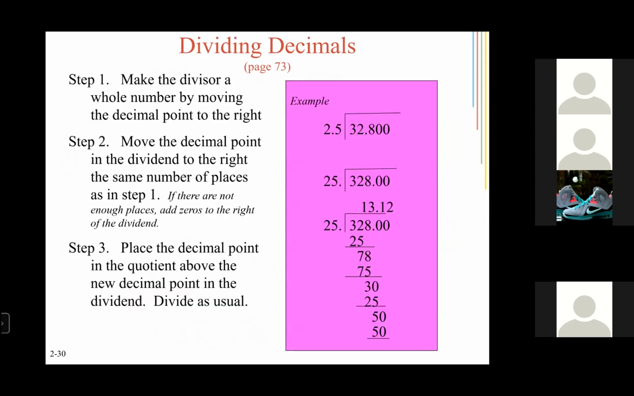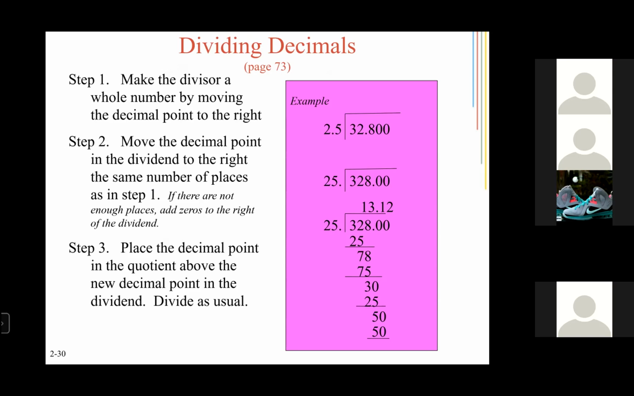Okay, now with division, they're saying to you that you have to make your divisor a whole number. And why is it that we're making the divisor a whole number? So you see that example, they give you 2.5 into 32.8. Why are we making the divisor into a whole number? Any suggestions? Do you know?